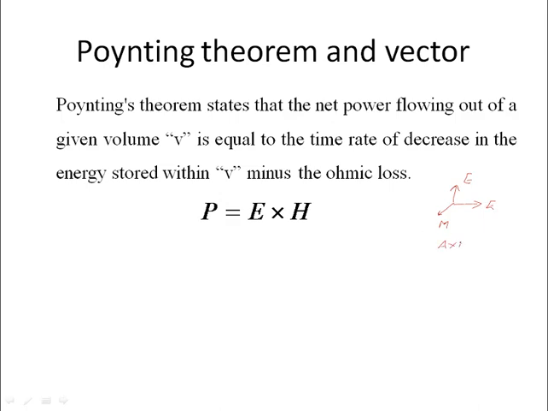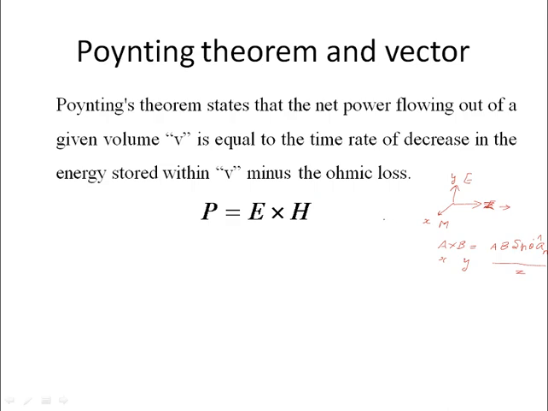So what is A cross B? We have A cross B is equal to AB sine theta times a unit vector N, right? So if A is in the X direction and B is in the Y direction, then the resultant vector will be in the Z direction. Similarly here also, if E is the electric field in the y direction and H is in the x direction, then this will be in the z direction. So the propagation of power or the wave occurs in the z direction. This concept is what we are going to use over here.